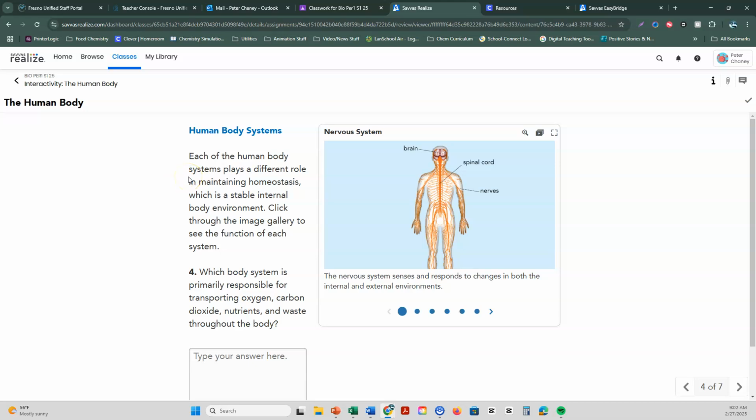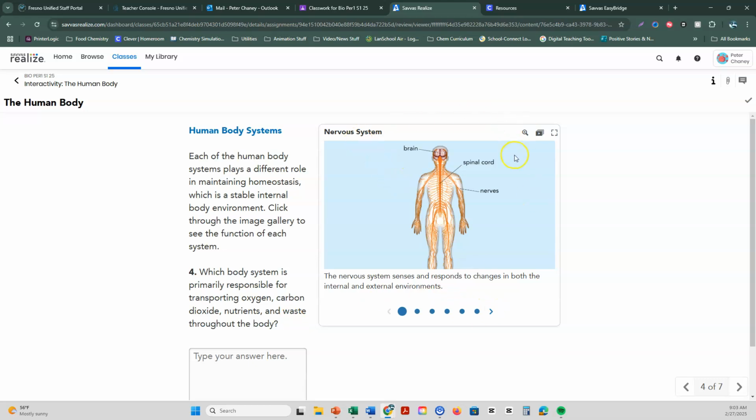Each of the human body systems plays a different role in maintaining homeostasis, which is a stable internal body environment. Click through the image gallery to see the function of each system. So we're going to go through this gallery and then we'll be able to answer this question right here based on this information. Which body system is primarily responsible for transporting oxygen, carbon dioxide, nutrients, and waste throughout the body?